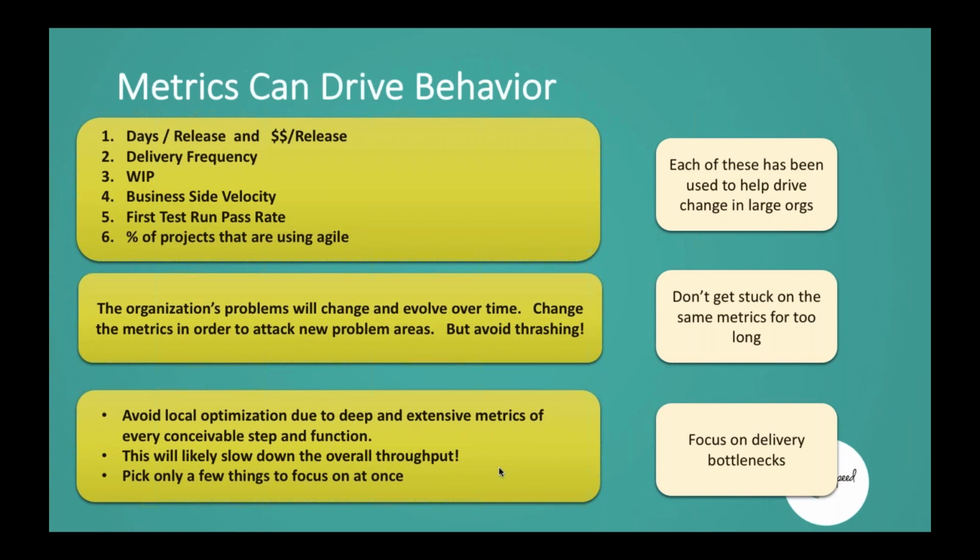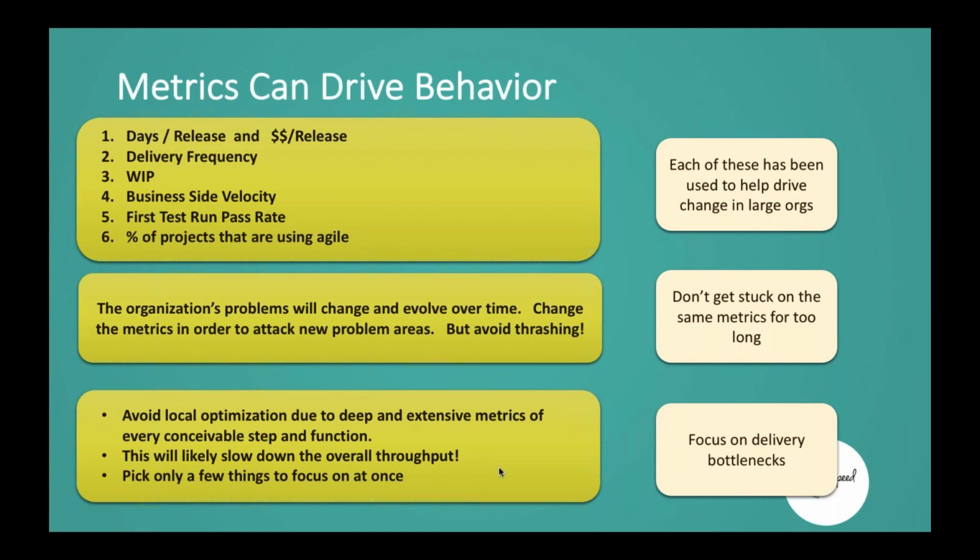days per release and dollars per release as sort of high-level metrics that were going to drive how the whole organization had to change. He had really high goals around those numbers, like 50% improvements in days per release. And so it wasn't measuring each individual function, but how long from when we start on something to when it goes into production, and everyone had to play a part in making that work.